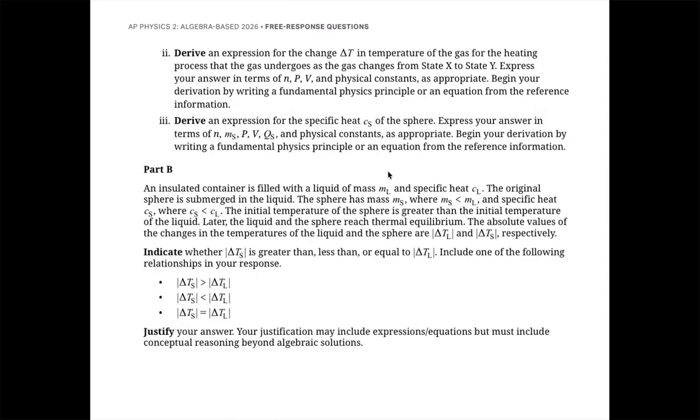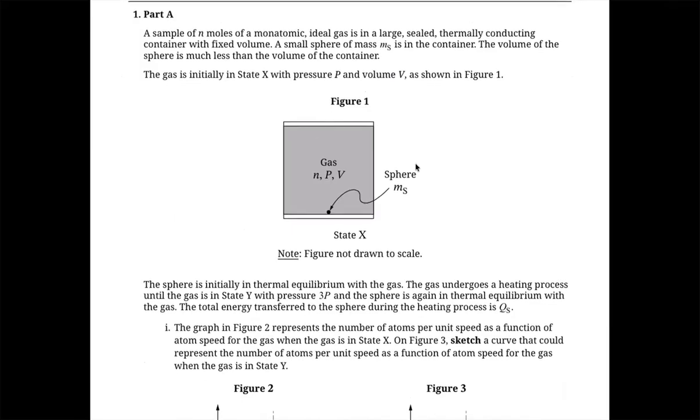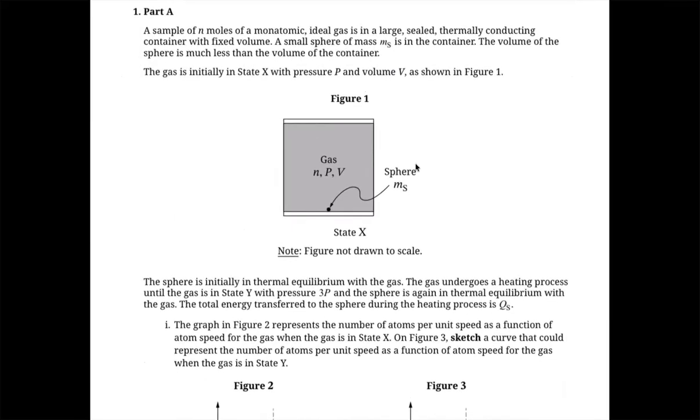Okay, on part triple I, derive an expression for the specific heat Cs of the sphere. Express your answer in terms of N, M sub s, PV, and Q sub s. Where Q sub s, I believe, was the thermal energy transferred to the sphere. Let's go back and look really quick. So the total energy transferred to the sphere during the heating process is Q sub s.